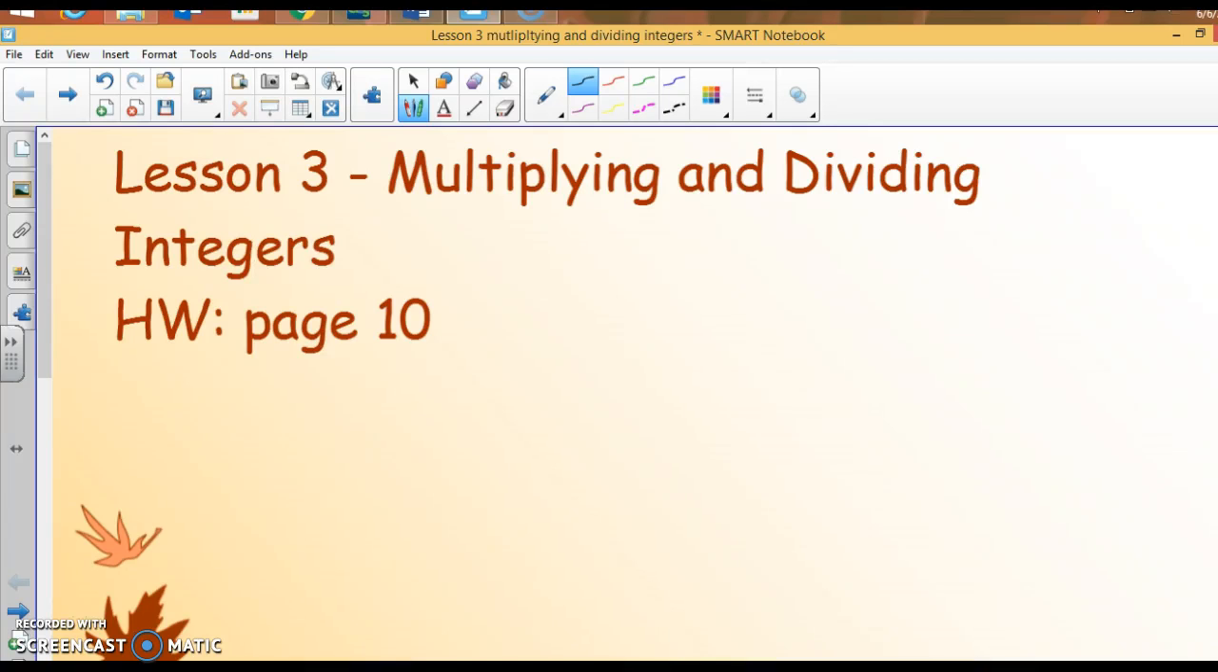Today's lesson is the third lesson in the integers unit, multiplying and dividing integers. The homework that goes along with this is page 10 in the packet.